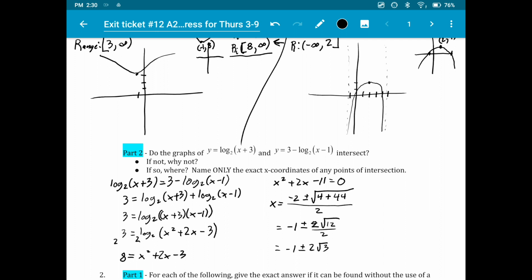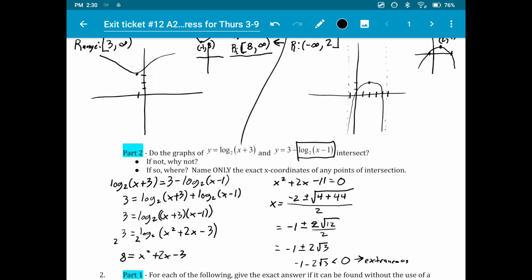Now, if I look at -1 plus 2 root 3, that works. But if I look at -1 minus 2 root 3, this is less than 0. So I can't plug -1 minus 2 root 3 into the log base 2 of (x minus 1). So this is an extraneous solution.